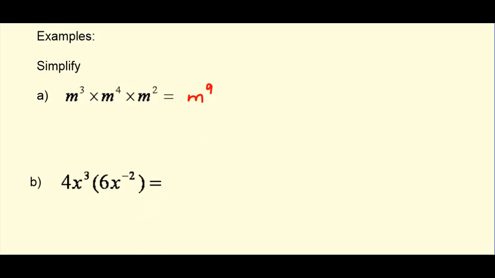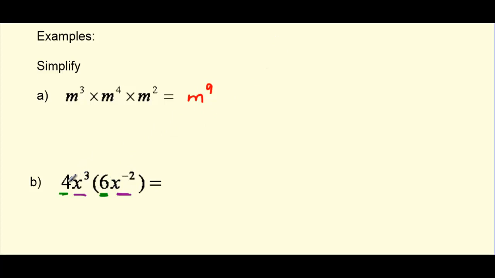When we have coefficients and variables, we know that we need to multiply the coefficients together first, and then we'll multiply the variables together. The exponent 3 is only attached to the x. It's not attached to the 4. Otherwise, this entire 4x would be in brackets. With the same logic, this negative 2 exponent is only attached to the x. It's not attached to the 6.